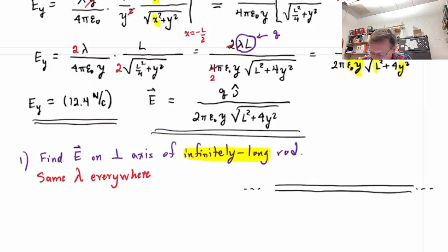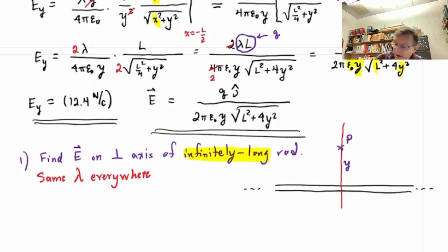And then that y-axis we drew before, right, is the perpendicular axis, and then pick a point at some height y above it, point P. What's the electric field there if the rod is infinitely long? How do we take the answer that we just obtained for the finite length rod and extend it to the case where the rod is infinitely long? It's not hard at all.